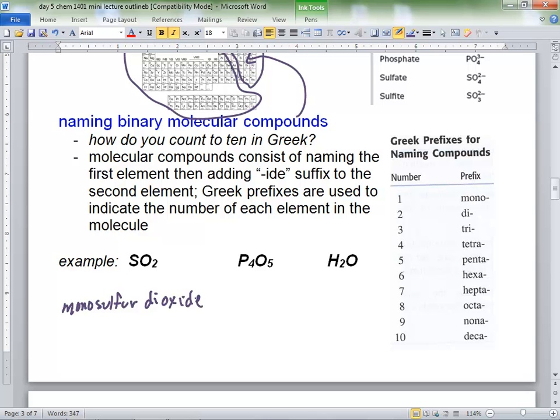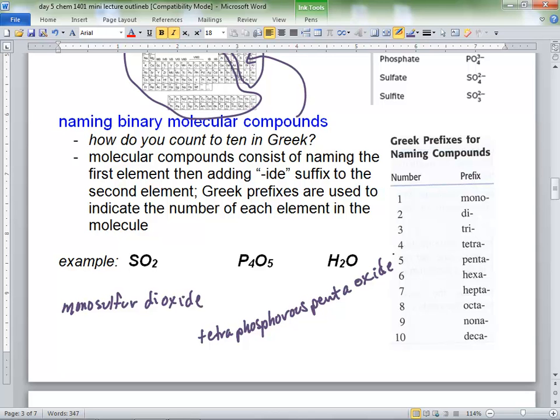Right. How about this one here, this diphosphorus compound? How would you name this P4O5? Because we can't go around saying P4O5. We're supposed to say, what's that? Tetra. Ooh, good. Tetraphosphorus. Pentaoxide. Nothing wrong with this, right?